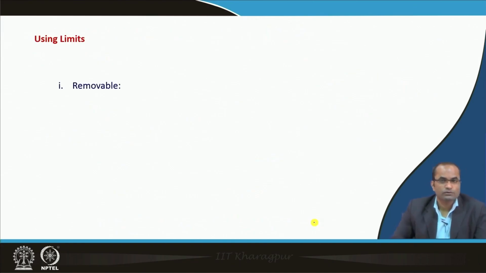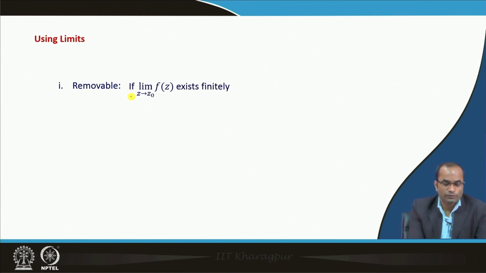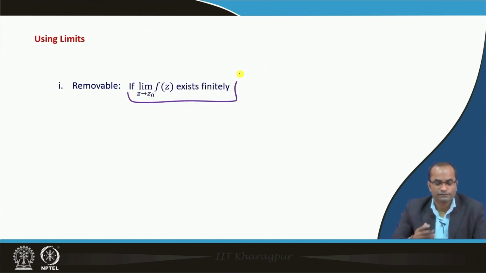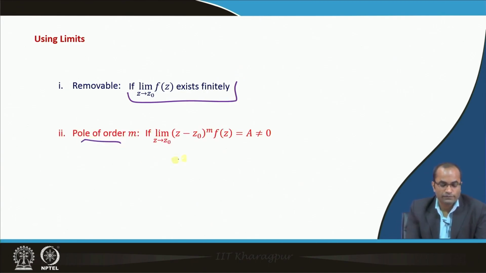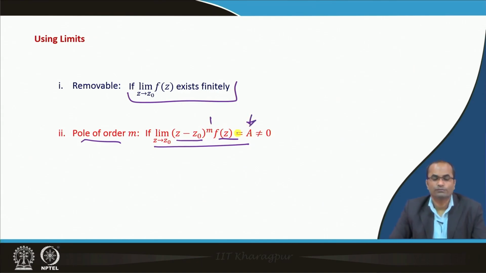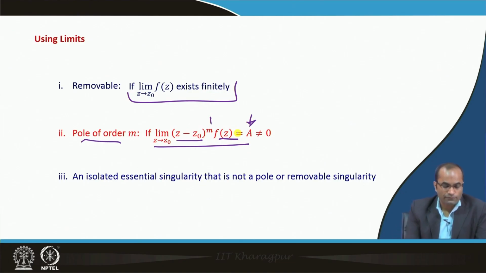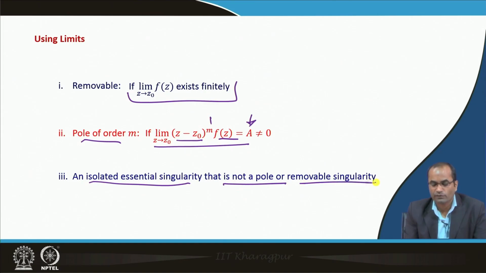So, using limits also we can classify. For the removable, we have observed that if this limit exists as a finite number. Pole of order m: if we can find an m where the limit of (z minus z_0) to the power m times f(z) equals a, some finite number, then we call this a pole of order m. And the isolated singularity, we just classify as one which is not a pole and not a removable singularity, with the earlier approach.